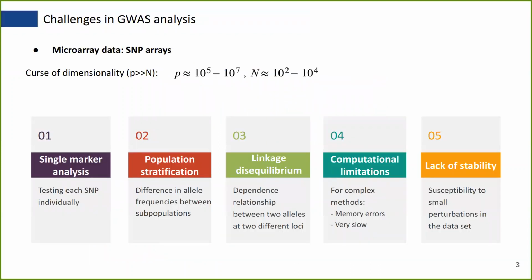So GWAS data are presented in microarrays of SNPs with a huge number of features compared to the number of participants included as samples. Many challenges lie ahead in GWAS analysis. First, single marker analysis of classical methods, then population stratification when different ancestry samples are included in the studies, linkage disequilibrium, which is presented by correlation between the SNPs, the computational limitation of complex methods that I will present later, and the lack of stability.